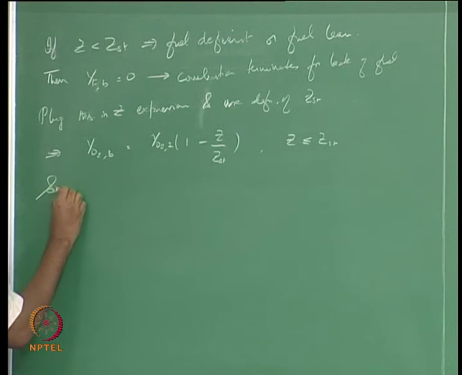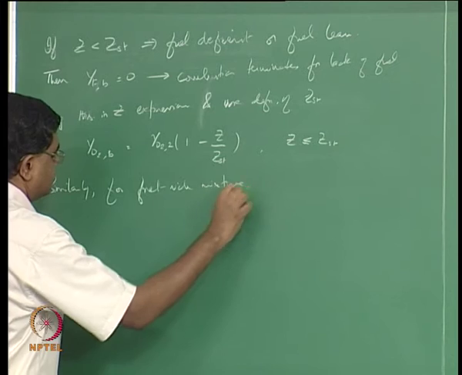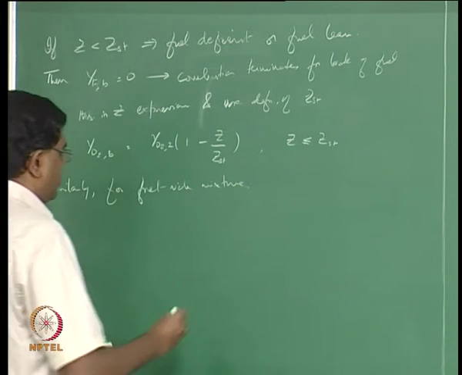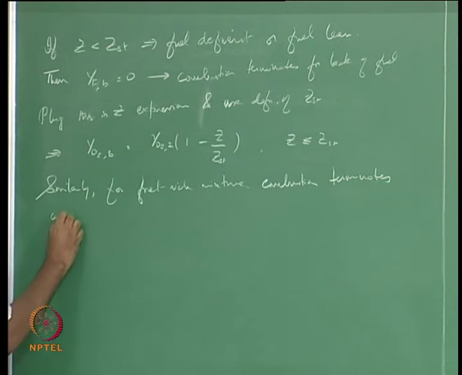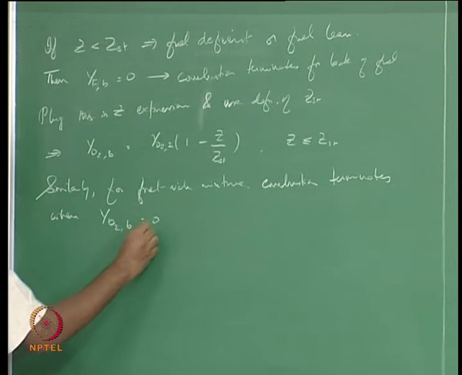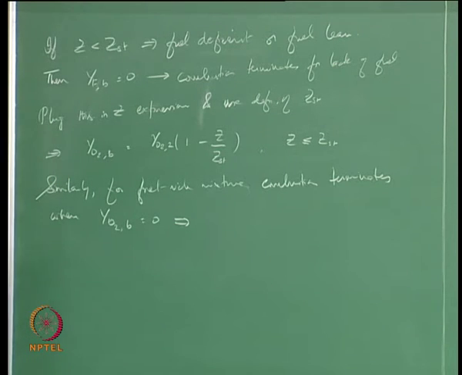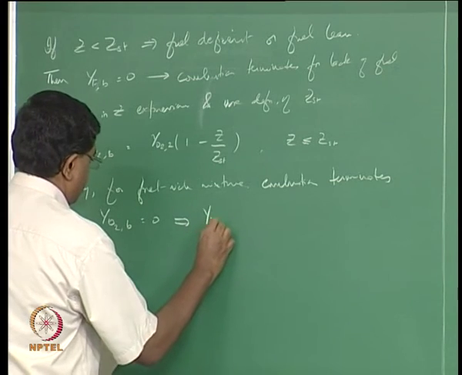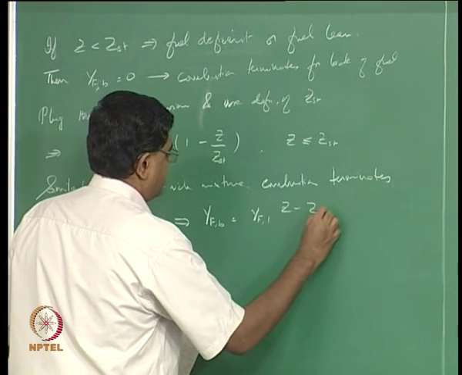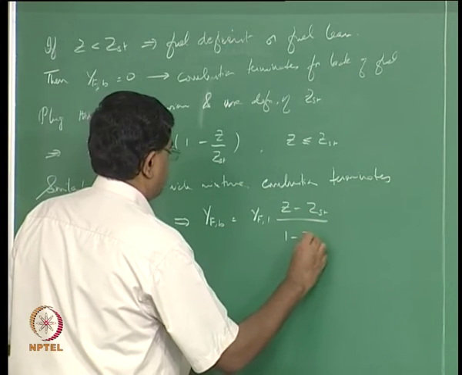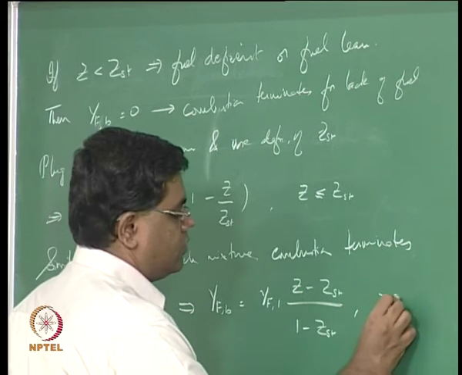Similarly, for a fuel rich mixture, combustion terminates when YO2,B is equal to 0. So you now plug this in the expression for Z and rewrite for YFB, and you now get an expression YF,B equal to YF,1 times Z minus ZST divided by 1 minus ZST. And this is valid for Z greater than or equal to ZST.